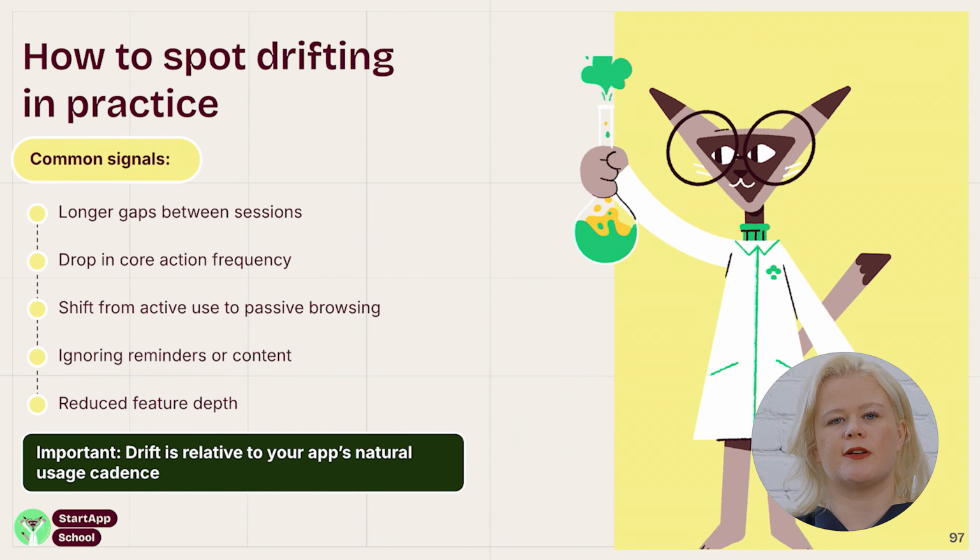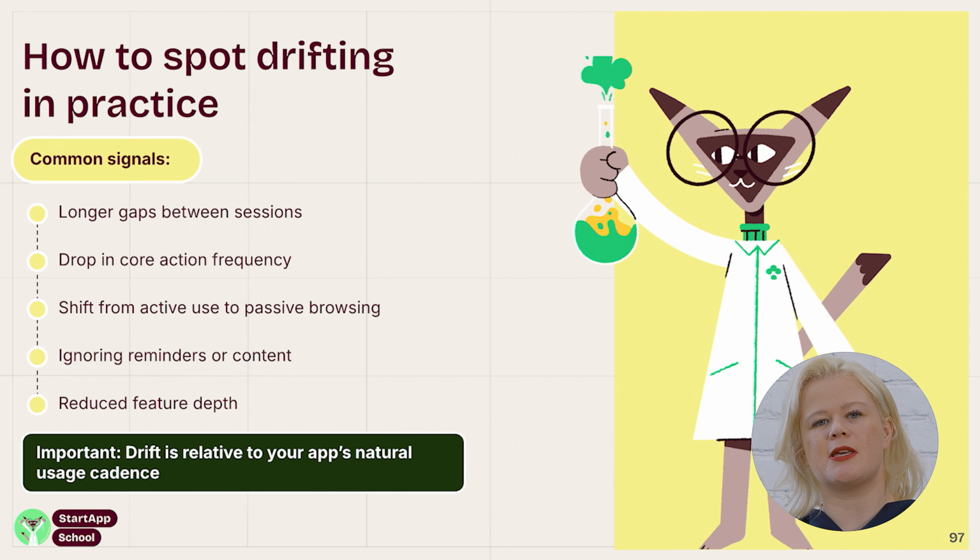Let's think about how to spot a drifting user. So some of the common signals are perhaps they have longer gaps in between sessions. So maybe at some point they were using the product every single day, and now you're seeing that this segment is using the product weekly. They might also have a drop in core action frequency. So maybe for a meditation app, at some point they were meditating every day.